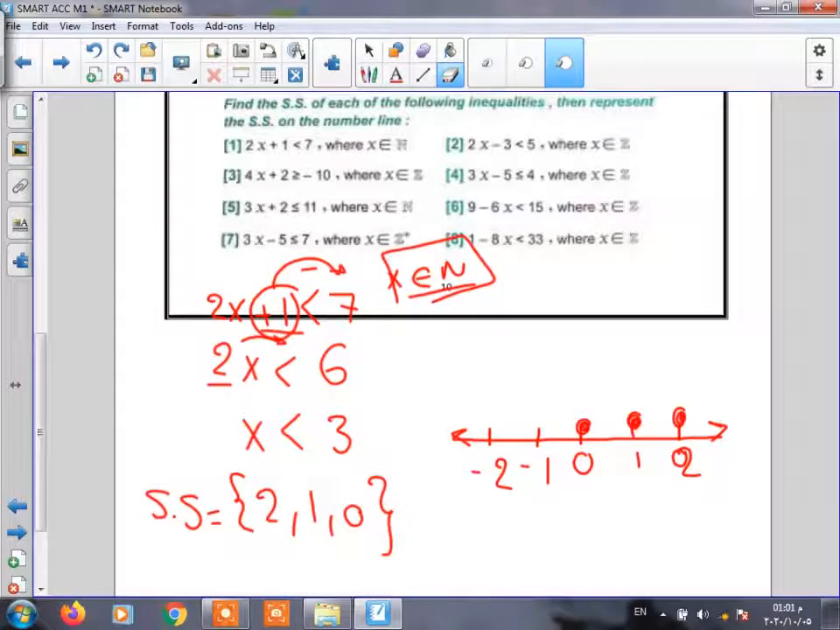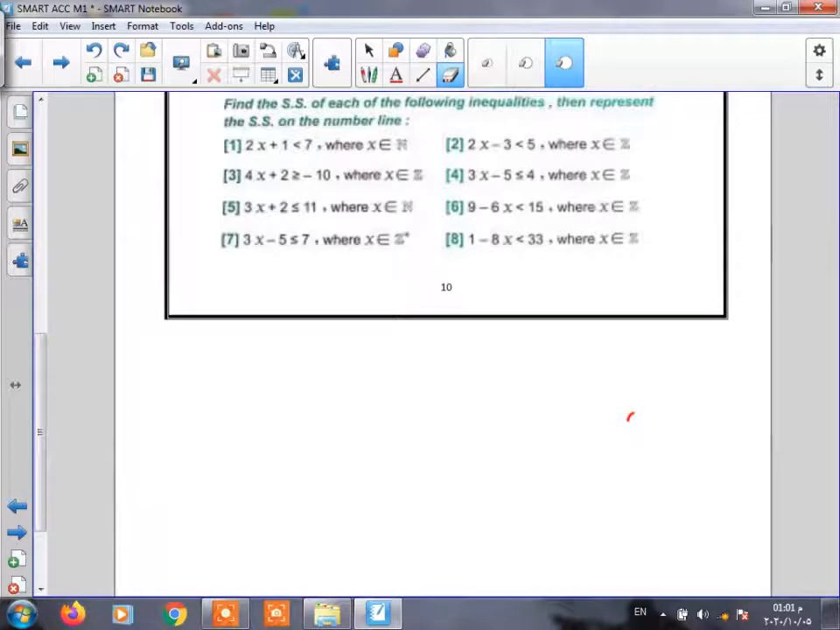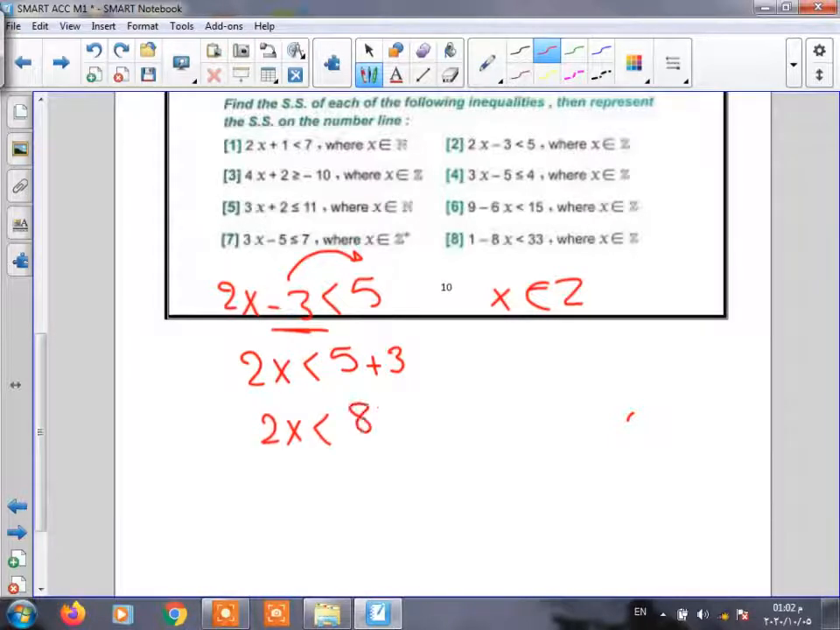Let's complete. Take number 2: 2x - 3 < 5, where x belongs to Z. The same steps: take negative 3 to the other side, making a plus. 2x < 5 + 3, so 2x < 8. Then take 2 and divide: x < 8 divided by 2, so x < 4.